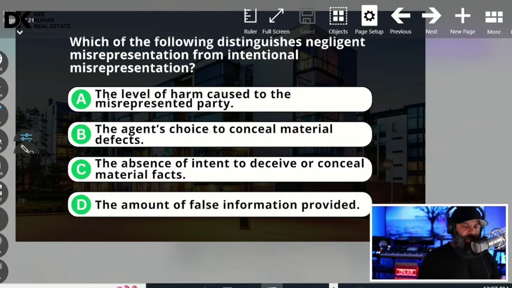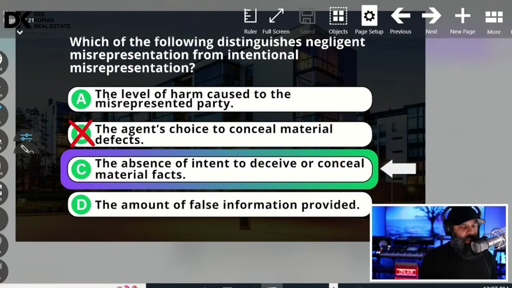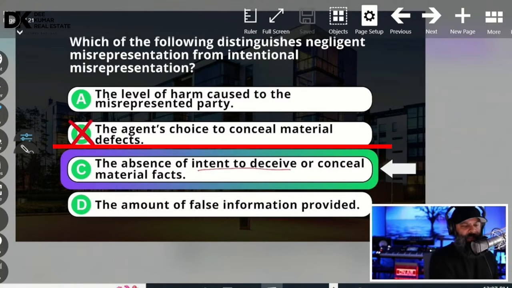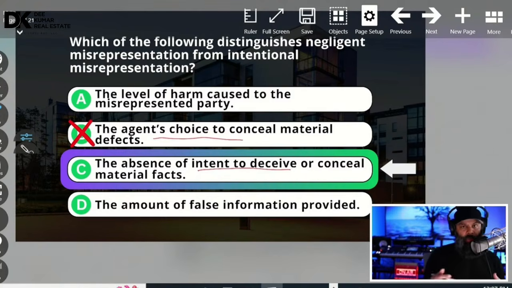So it's asking us, which of the following distinguishes negligent misrepresentation from intentional misrepresentation? Absolutely something you want to know, and you need to know the distinction. And the answer is letter C, the absence of intent to deceive or conceal material facts. So the difference between negligent misrepresentation and intentional is the intent to deceive. That's pretty simple. Now, the number one wrong answer that students picked on our YouTube channel was the agent's choice to conceal material defects. The correct answer here all day long was the absence of intent to deceive or conceal.